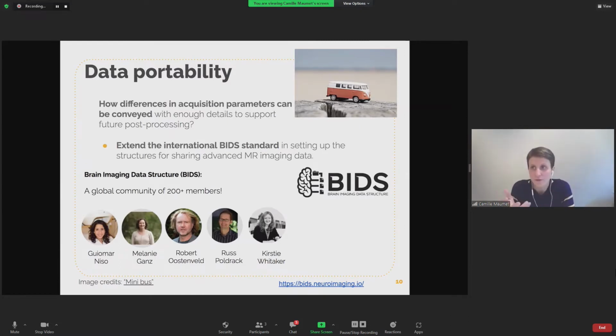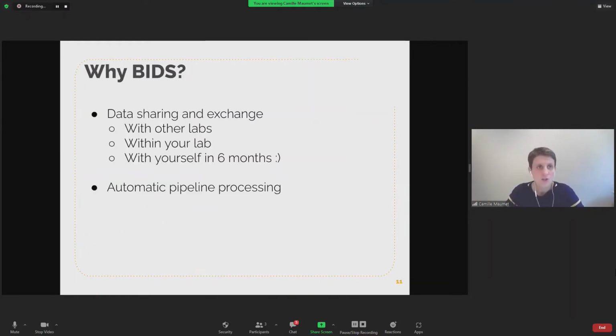From the get-go, the goal was to work within the context of the international BIDS standard, because it has been going on for a few years now in our community. I'll share more details later on, but it is really well established and quite well accepted by the community, with a global community of more than 200 members. But why was BIDS created initially? We've talked about creating larger data sets, and I think we can go even further than that.